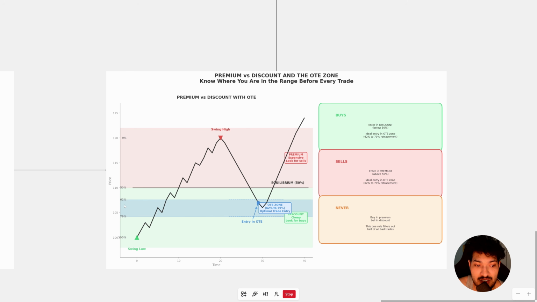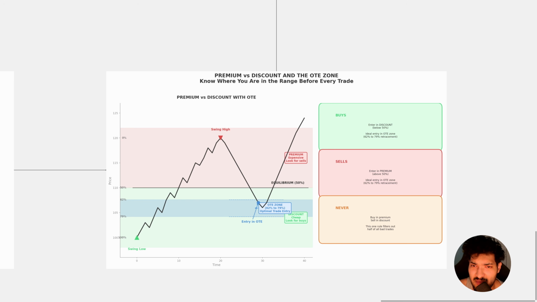Now, I actually will say, don't just mark out a line, have this zone actually marked out, because price will react off that area and literally rocket in your direction like 95% of the time. But this is the whole thing. You want to either buy in a discount below the 50%, ideally in the OTE zone, or you want to sell in premium, which is above 50%. But you never want to either buy in premium or sell in discount. Now, this one rule will filter out all bad trades, especially against volatility and whatnot.